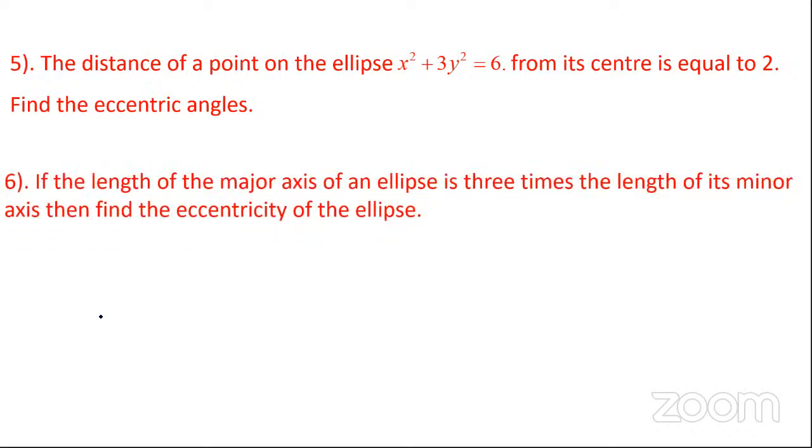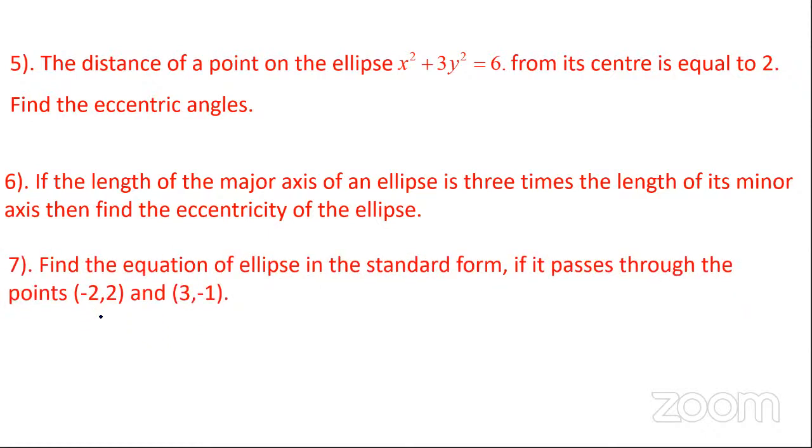If the length of the major axis of an ellipse is 3 times the length of the minor axis, then find its eccentricity. Then find the equation of the ellipse in the standard form if it passes through the points (-2, 2) and (3, -1). The equation of the ellipse in the standard form is x square by a square plus y square by b square, if it passes through (-2, 2) and (3, -1).